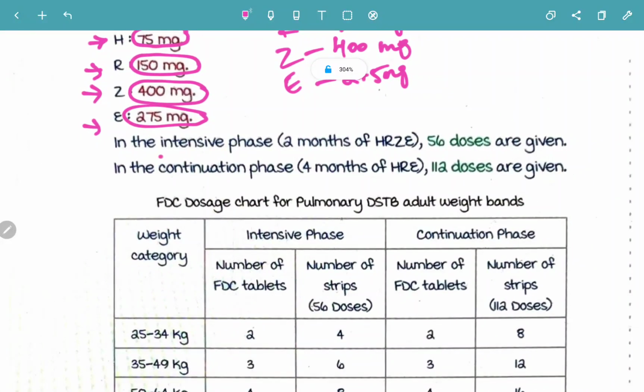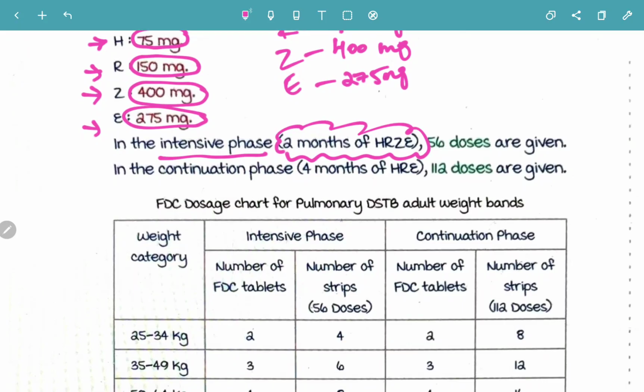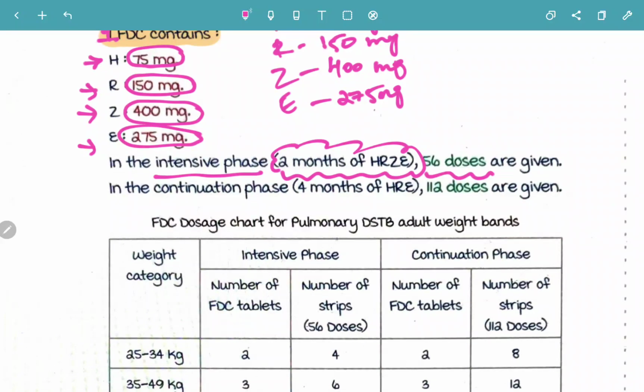In the intensive phase, that is 2 months, the HRZE regimen is given. That means 2 months of HRZE means how many doses? 4 drugs for 56 doses are given. In the continuation phase, 4 months of HRE alone is given. That is 112 doses. So intensive phase 2 months, continuation phase 4 months, 56 doses and 112 doses.